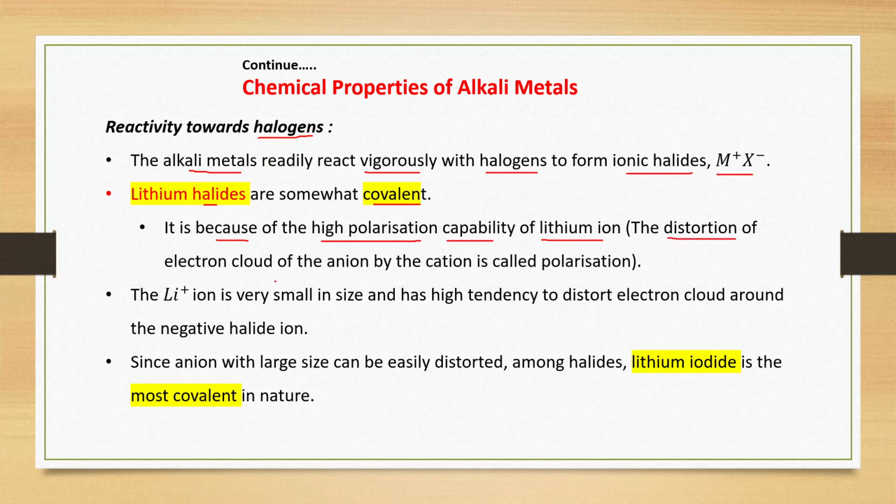The distortion of the electron cloud of the anion by the cation is called polarization. The Li+ ion is very small in size and has a high tendency to distort the electron cloud around the negative halide ion. Dear student, if you remember Fajan's rule, a smaller size cation can polarize a larger size anion, so more covalent character will be there. More polarization, more covalent character. Since an anion with large size can be easily distorted, among halides, lithium iodide is the most covalent in nature.